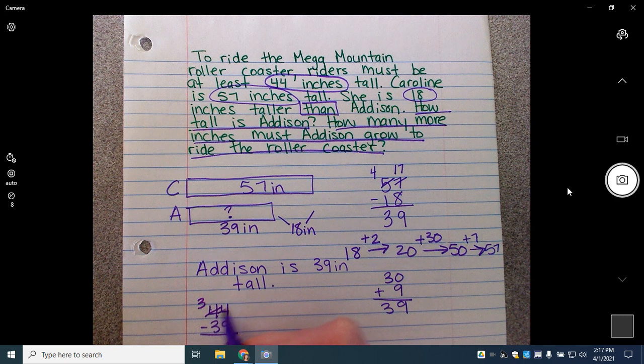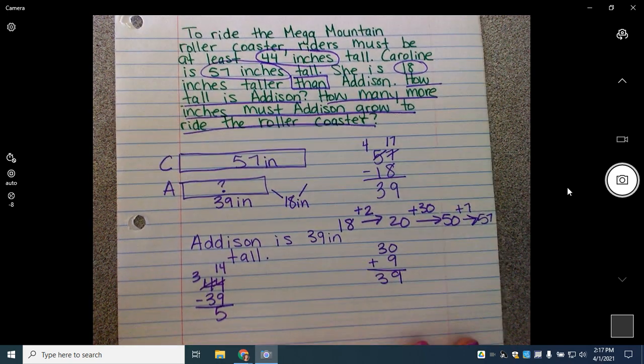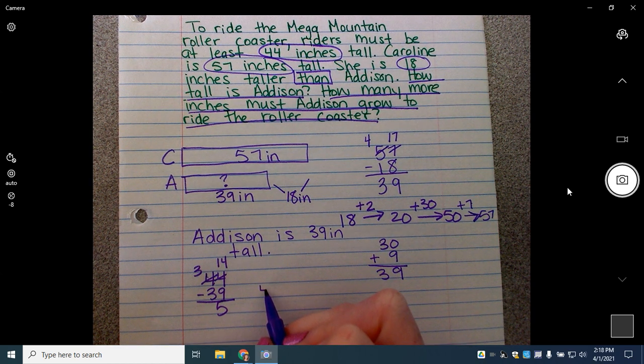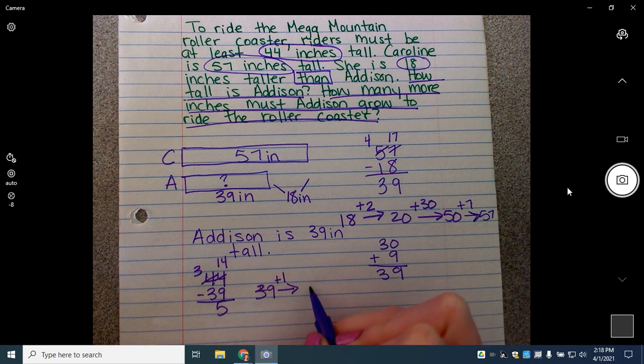Decompose. That should be 5. All right. Arrow way, 44 to 39. Let's do 39. Go up to 44 plus 1. That gives you 40. Plus 4 gives you 44. 4 plus 1 is 5.